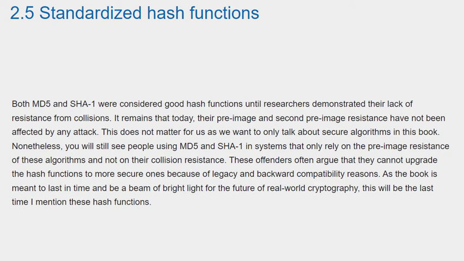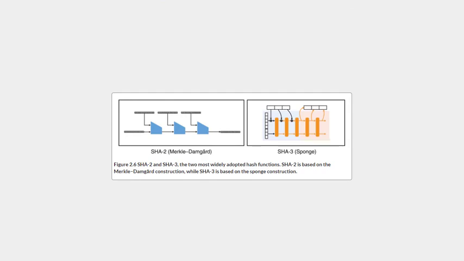These offenders often argue that they cannot upgrade the hash functions to more secure ones because of legacy and backward compatibility reasons. As the book is meant to last in time and be a beam of bright light for the future of real-world cryptography, this will be the last time I mention these hash functions. The next two sections introduce SHA-2 and SHA-3, which are the two most widely used hash functions. Figure 2.6 introduces these functions.